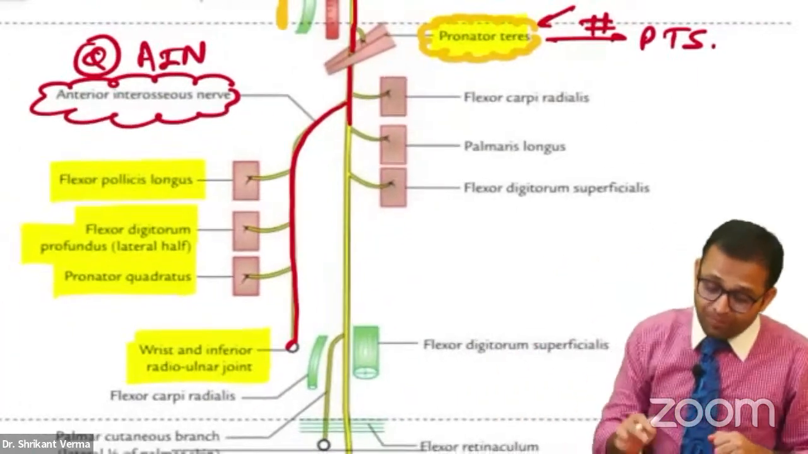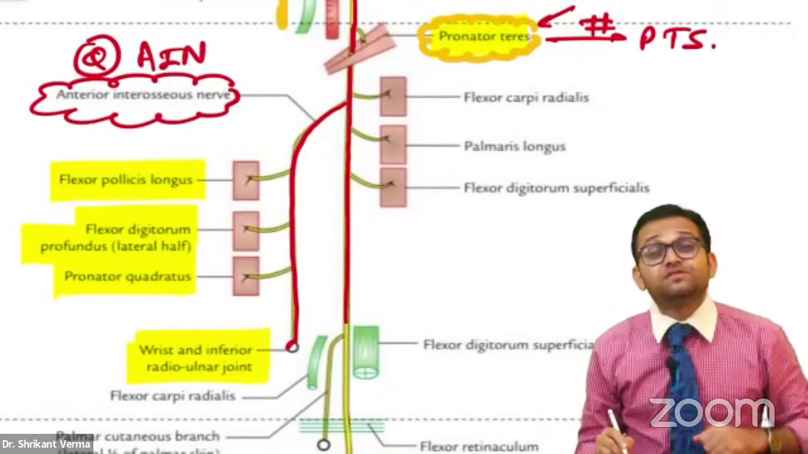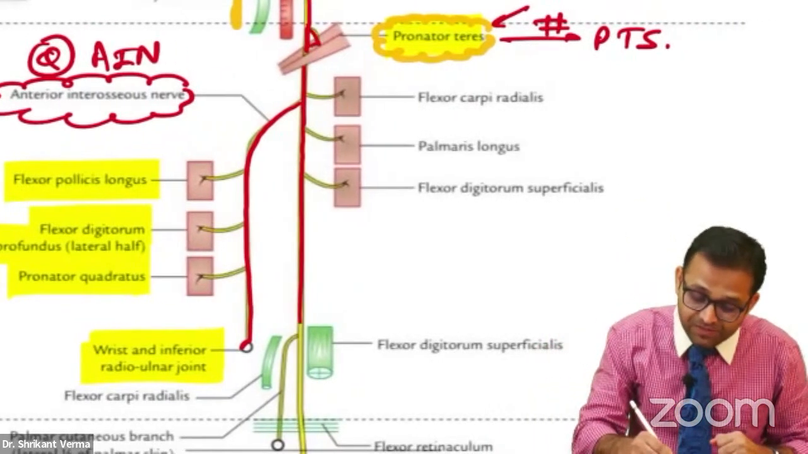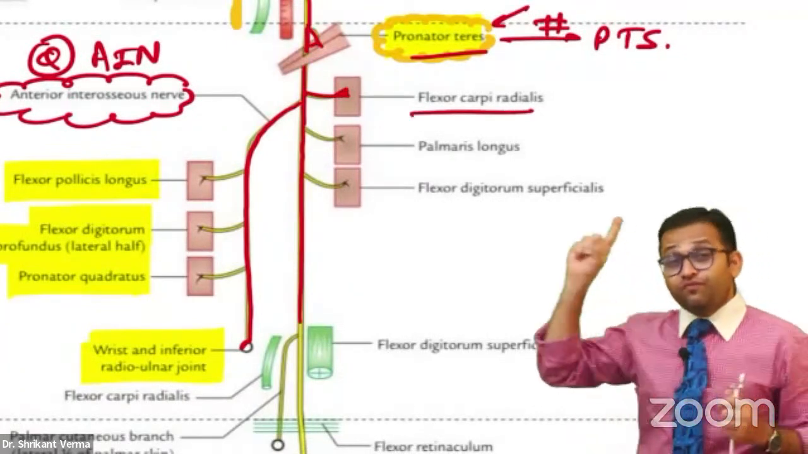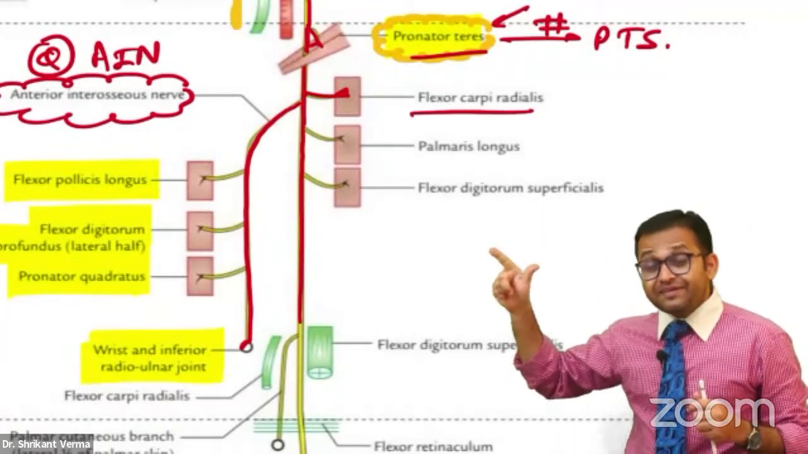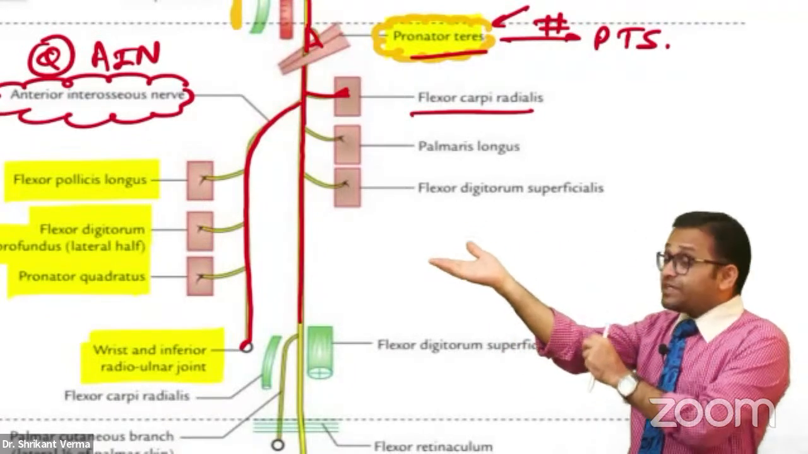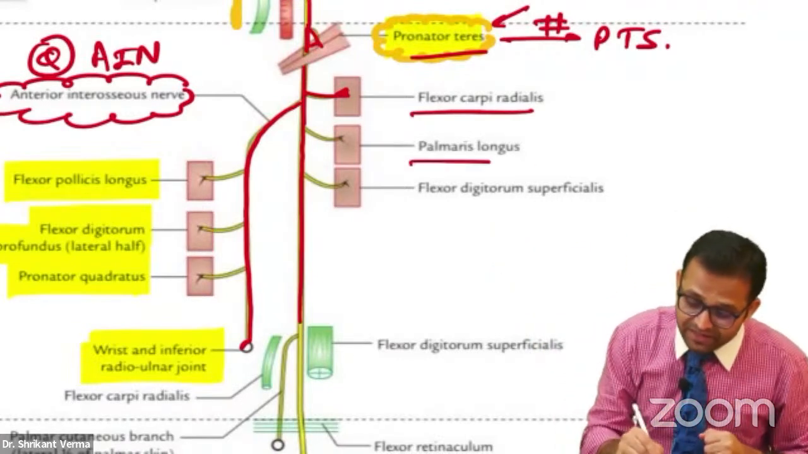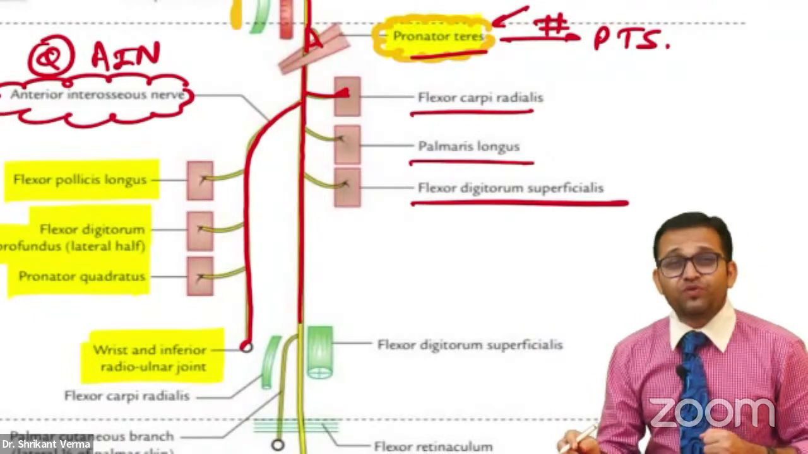Okay, sir. But our superficial branch will supply all the superficial muscles. What are the different superficial muscles? Yes, it will supply the pronator teres. It will supply the flexor carpi radialis. Think about it. It takes origin from the flexor point, goes towards the carpal bone and runs towards the radial side. That's why it supplies the next muscle, palmaris longus. It also supplies the flexor digitorum superficialis.